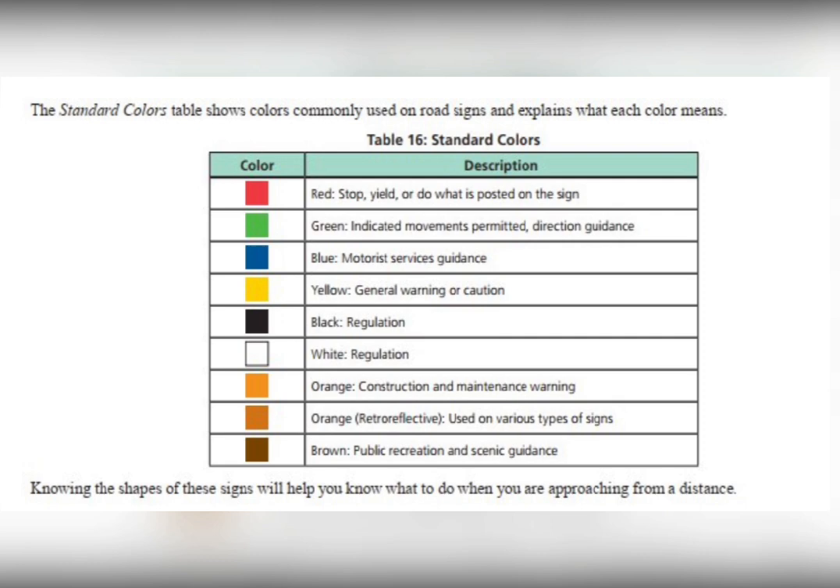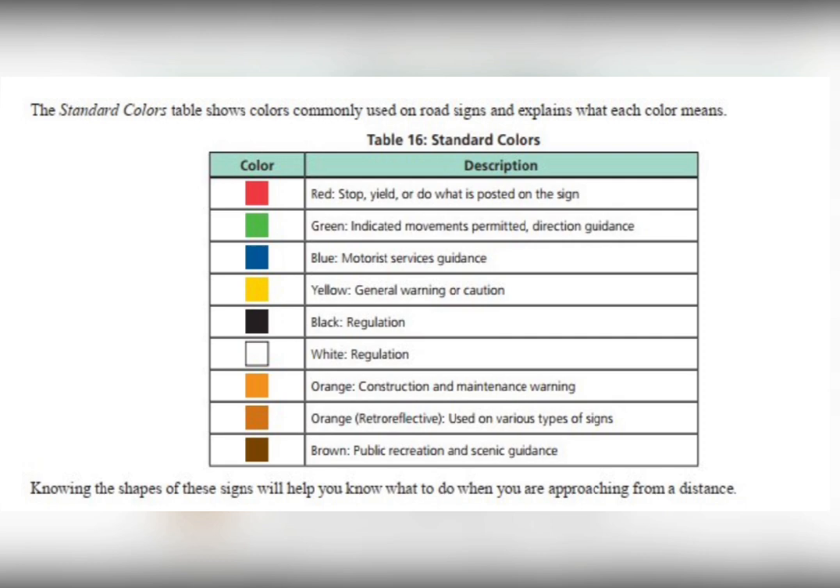Table 16. Standard colors. Color description. Red: stop, yield, or do what is posted on the sign. Green: indicated movements permitted, direction guidance. Blue: motorist services guidance. Yellow: general warning or caution. Black: regulation. White: regulation. Orange: construction and maintenance warning. Orange, retroreflective: used on various types of signs. Brown: public recreation and scenic guidance.